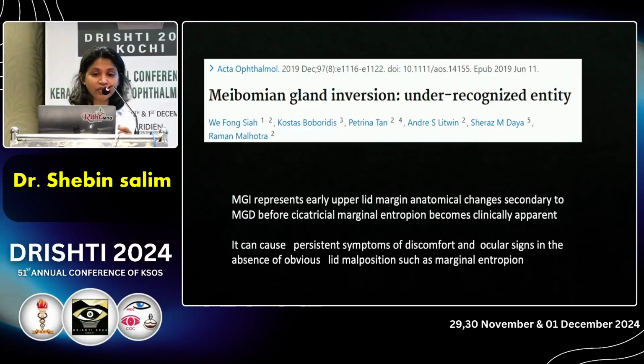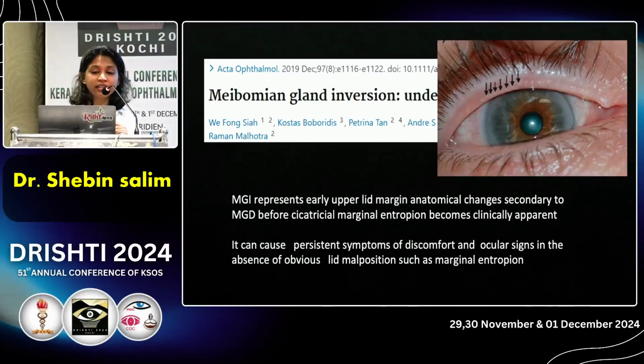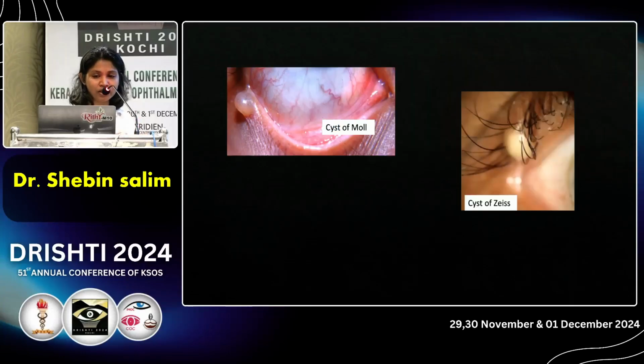So I want to point out one under-recognized entity, that is meibomian gland invasion. It is an early change before the onset of cicatricial marginal entropion. Here we can see that the meibomian gland is inverted. Especially if there is associated keratinization, this can cause a lot of symptoms to the patient, including foreign body sensation and grittiness. So if the patient is symptomatic, we can treat them with a surgical intervention, lamellar repositioning. Cyst of Moll and cyst of Zeis, all of you know. So we can intervene if the patient prefers, and also if the size of the lesion is increasing, we can remove it.